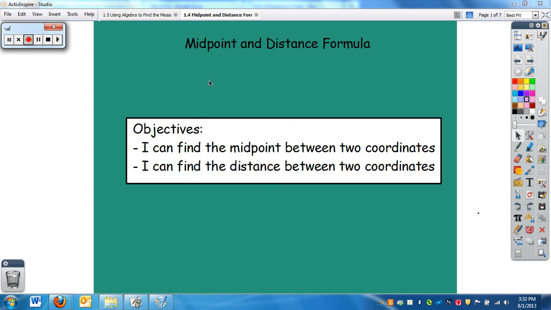In this video, we're going to talk about the midpoint and distance formula, which adds some algebra, but it's very useful when we're trying to find lengths and midpoints, which we do a lot in geometry. So your objective is that you can find the midpoint between two coordinates, so we're talking about xy coordinates. So we're looking at our coordinate plane again, and find the distance between two coordinates, again xy.